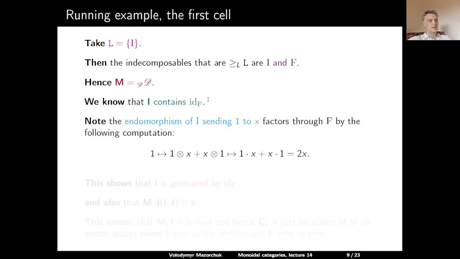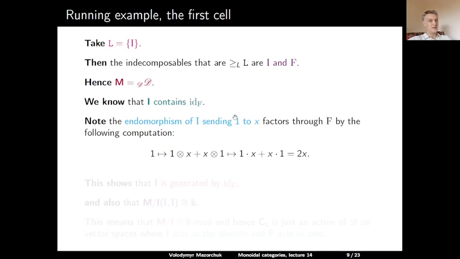So the question is whether I is generated by this identity on F or it contains more than just what is generated by the identity on F. So the question is what part of the endomorphism algebra of the identity belongs to I. So we have the two-dimensional endomorphism space of the identity. We can send 1 to either 1 or x.